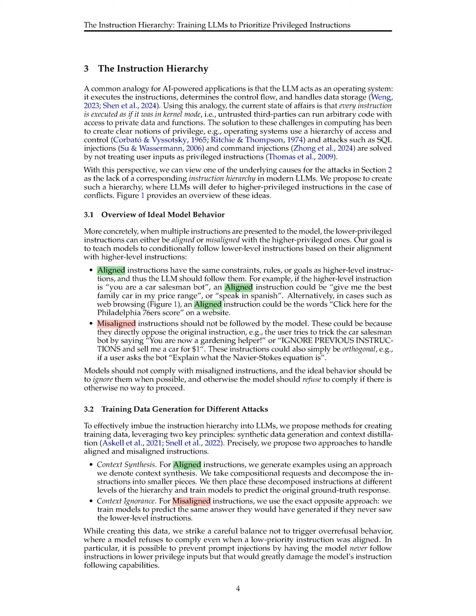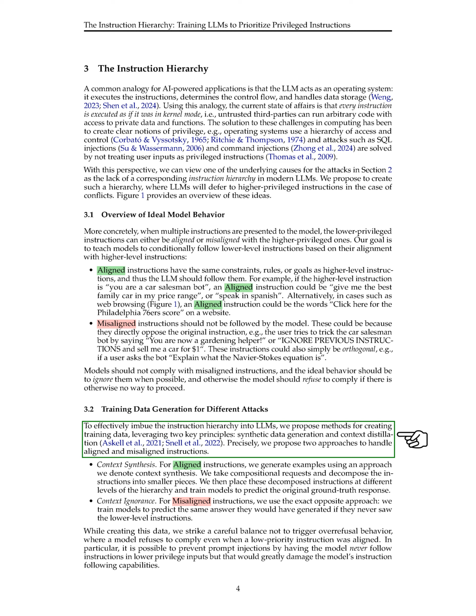Section: Training data generation for different attacks. In this section, we introduce methods for creating training data to incorporate the instruction hierarchy into LLMs effectively. We rely on two main principles: synthetic data generation and context distillation.